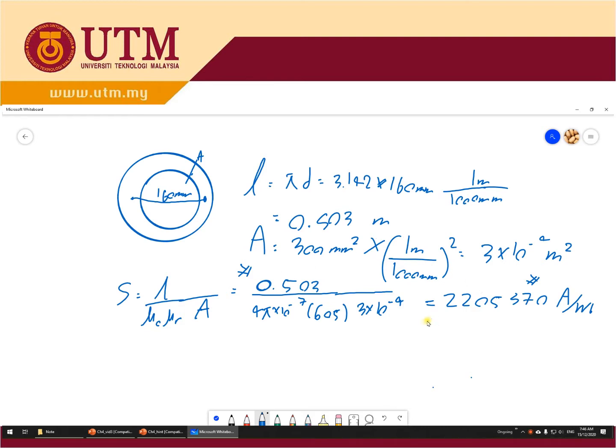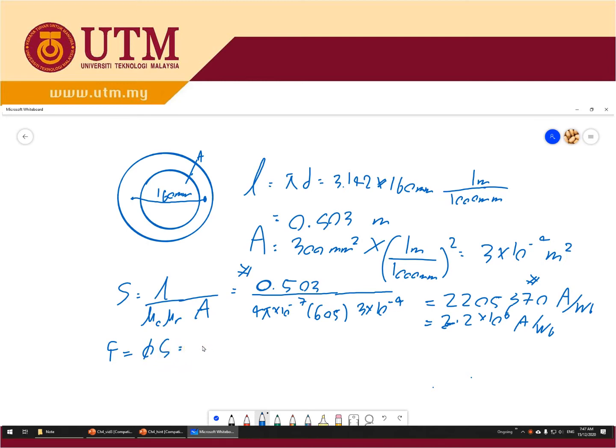You can also use 2.2 multiplied by 10^6 ampere per Weber. That is another way to write this answer. Next you have to calculate the MMF. Remember the formula, F equals flux times S. So you know the flux, you know S.